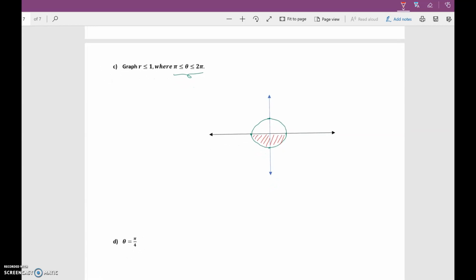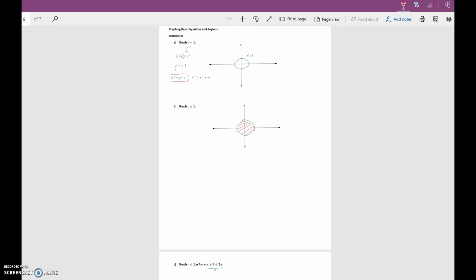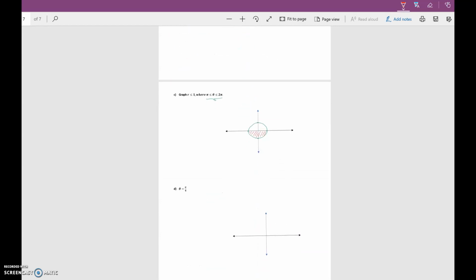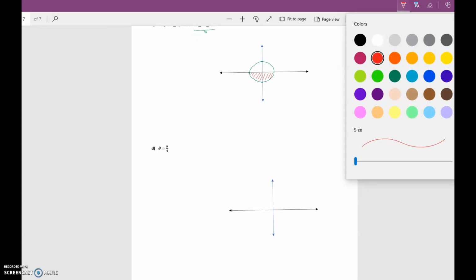I'm careful because a couple of these may not be including the boundaries or the entire circle. So you just have to keep track of what they're asking. On all of these, they're saying it's less than or equal to, but you could have one of those. Okay, so let's take a look at problem D.